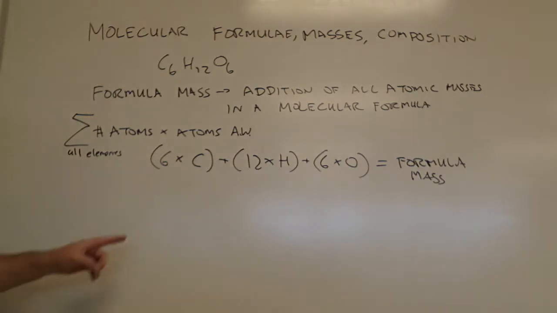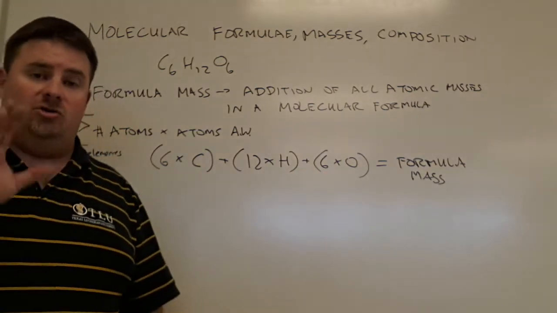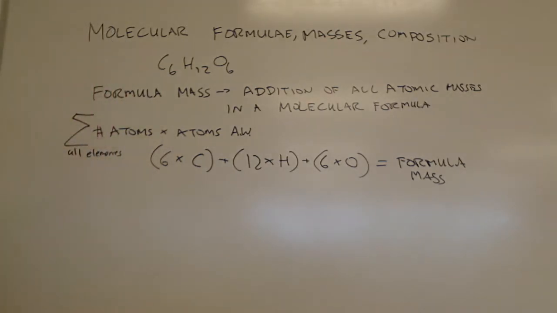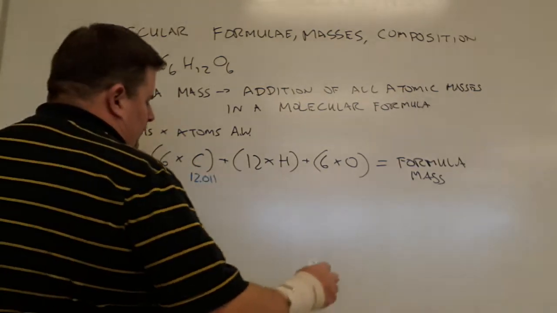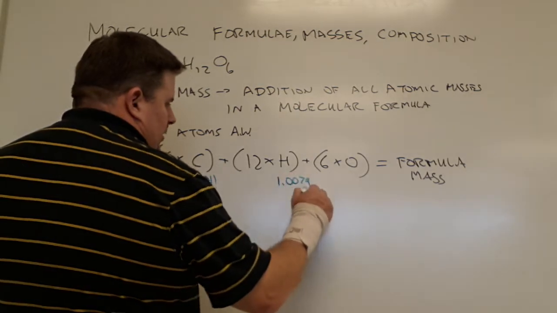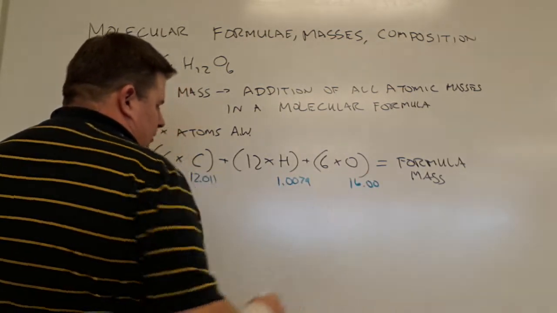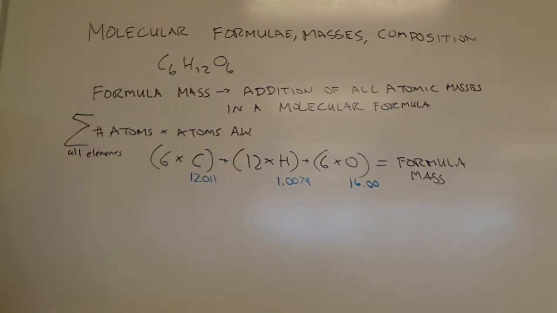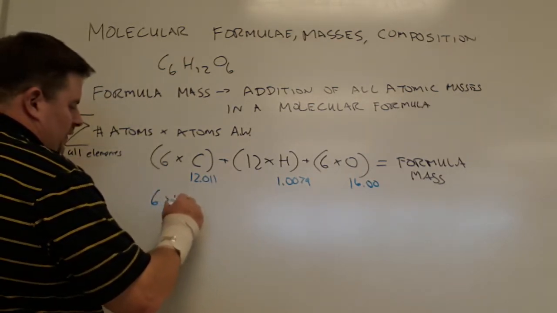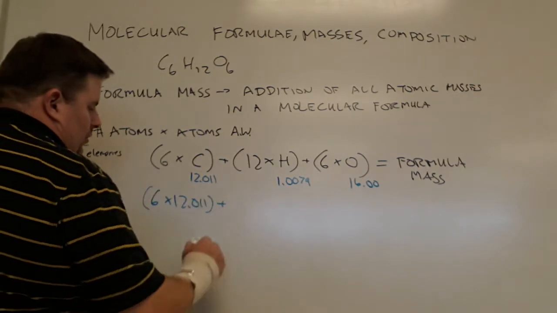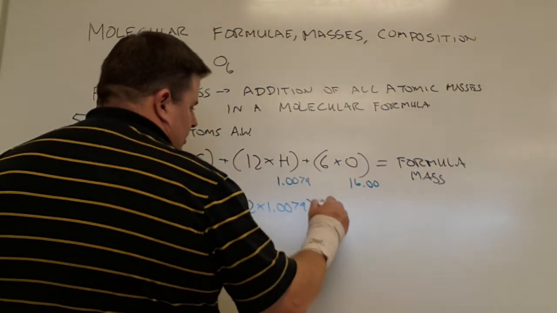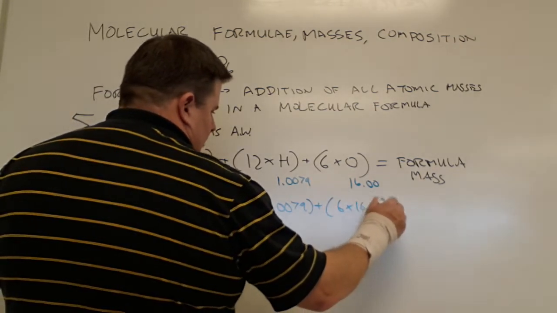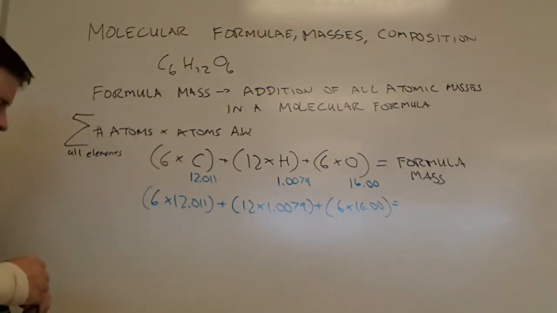So, where do we find these numbers? I'll give you a hint. It starts with P and ends with periodic table. Yeah, the periodic table. Each one of these is the atomic mass. For carbon, I've got 12.011. For hydrogen, it's 1.0079. And for oxygen, it's 16.00. So now put those into your equation. I've got 6 times 12.011 plus 12 times 1.0079 plus 6 times 16.00. And this will give us the formula mass of glucose.